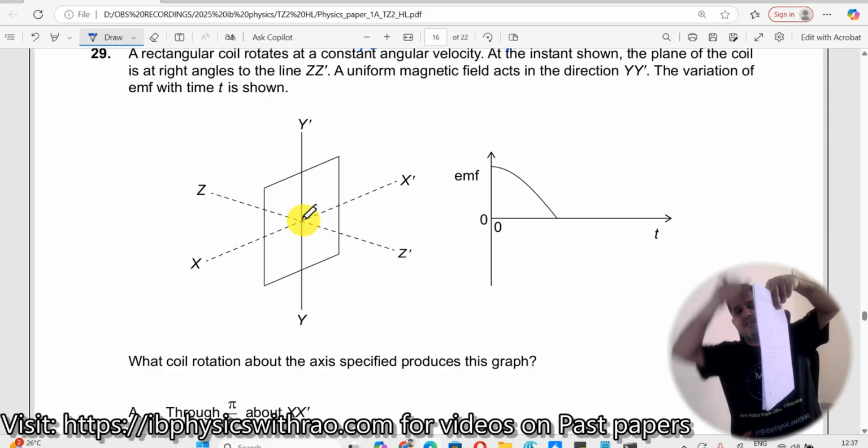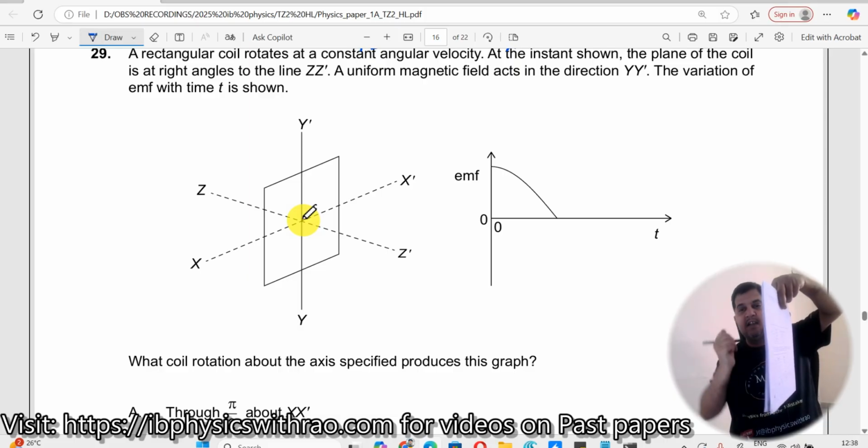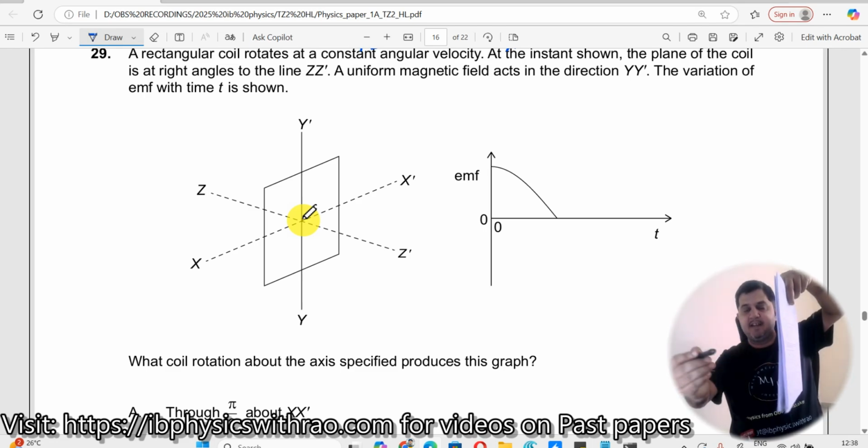Where is your y dash? This is your y dash. And where is your z dash? Z dash is the line that passes through the center of this one here, like this over here. And where is the x dash? The x dash is along this line. Okay, along this line.